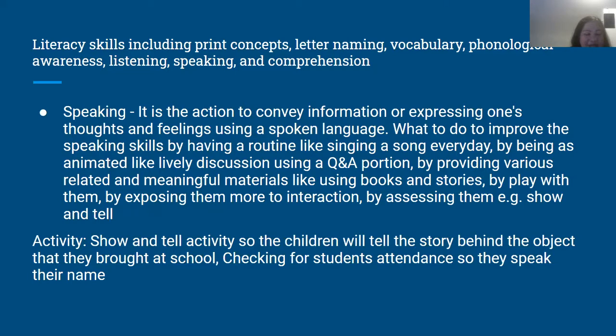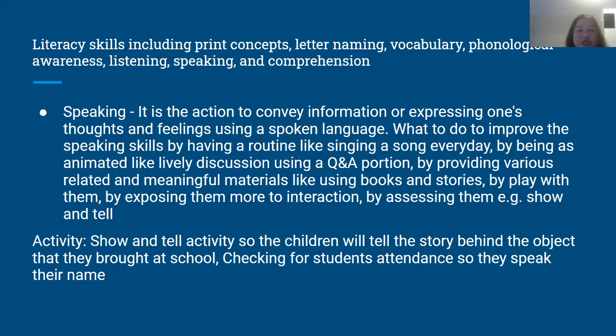What are speaking skills and their definition? Speaking is an action to convey information, to express one's thoughts and feelings using a spoken language. What can we do to improve speaking skills?